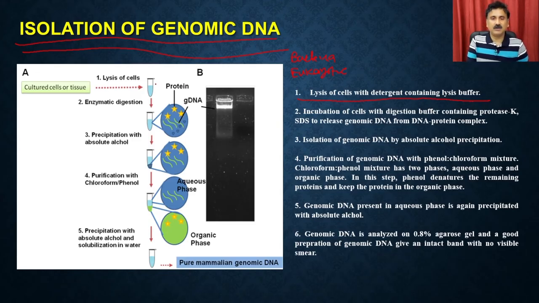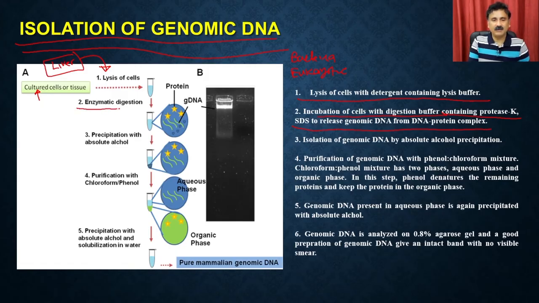And what that is going to do is the lysis buffer is actually going to lyse the cells. If you are going to start with tissue, for example, if you are starting with the liver, then you might have to digest that liver also with the lysis buffer. Then you incubate the cells with the digestion buffer containing proteinase K and SDS to release the genomic DNA from the DNA protein complex.